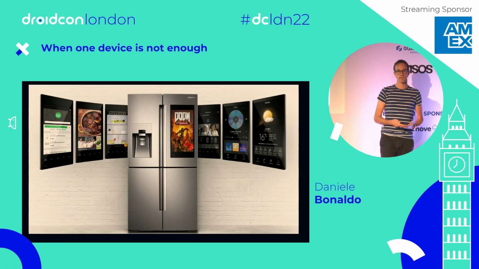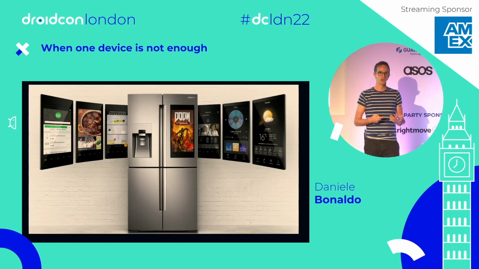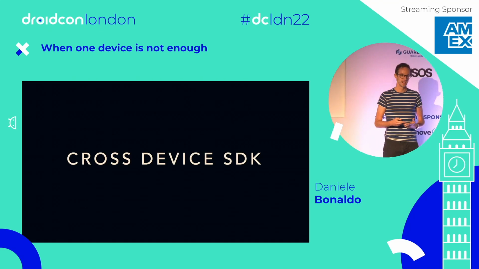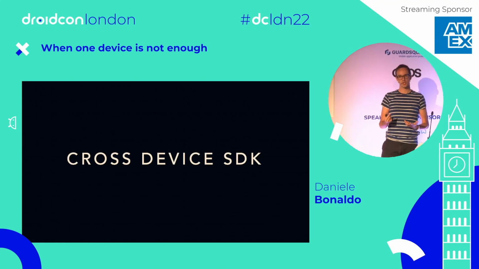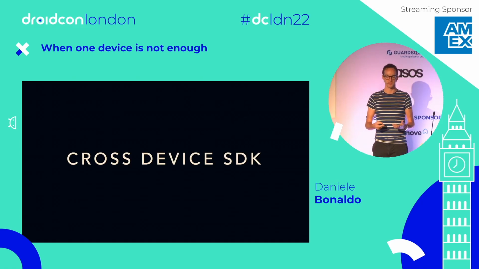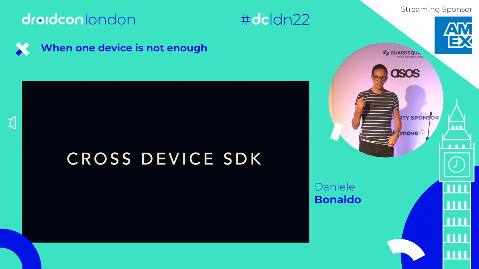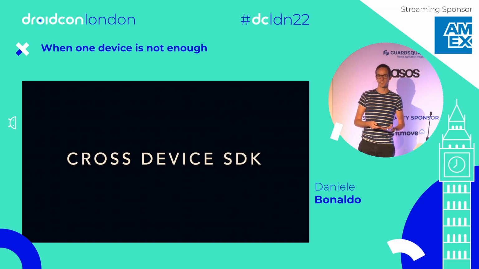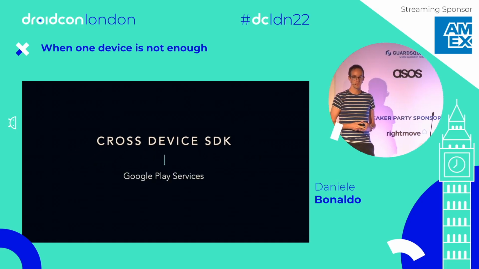This new SDK from Google is going to help us to create some of these seamless transitions and create what could be a niche UX, but still interesting for different applications. So the name of this SDK is the Cross-Device SDK, and it's built on top of Google Play services.